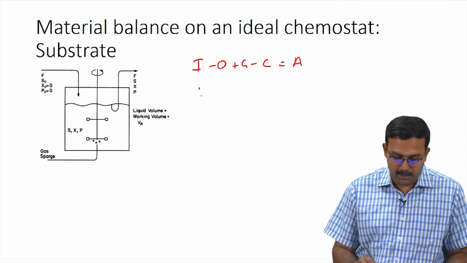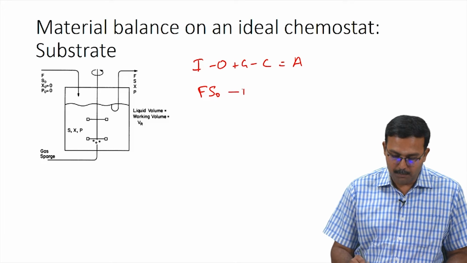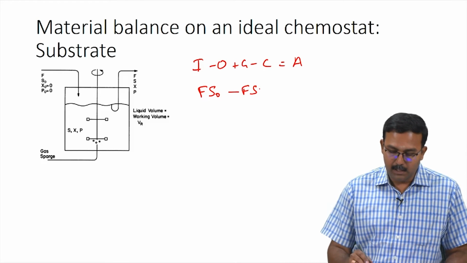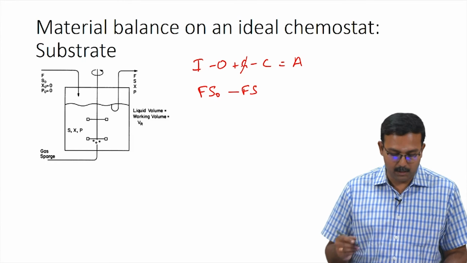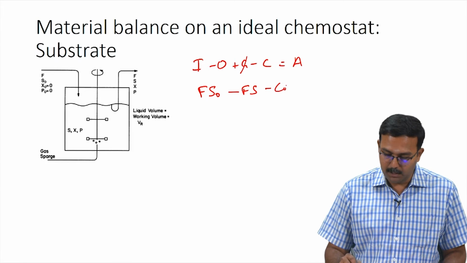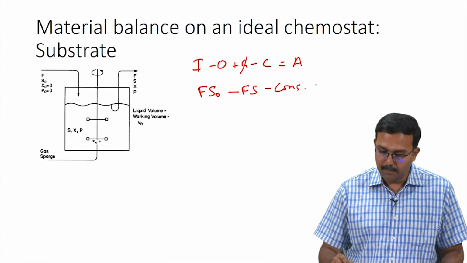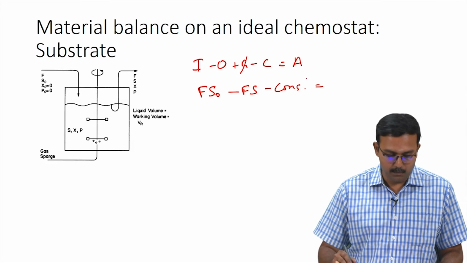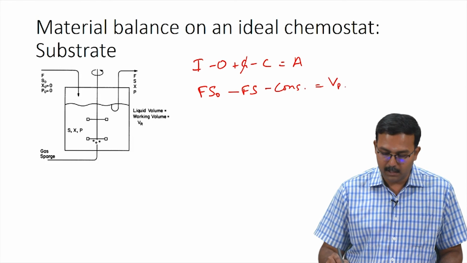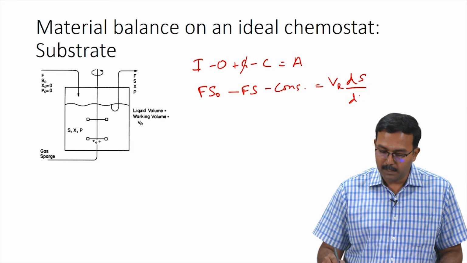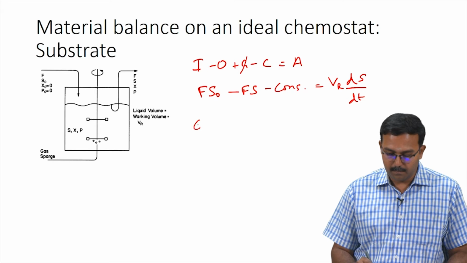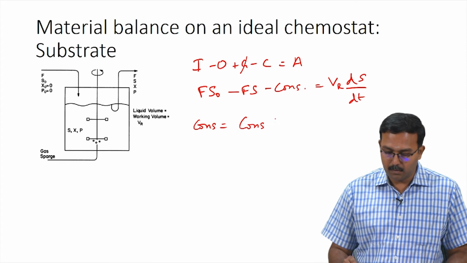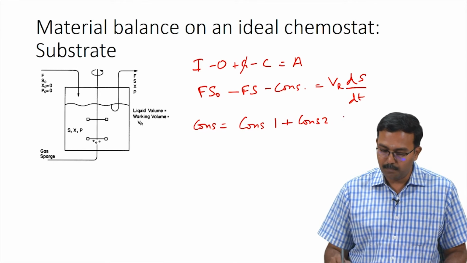So, the input would be F S naught, the output would be minus F S, and here we will not have a generation term because substrate is not going to get generated in the system, it is only being consumed. So, we have consumption, and we will get to the consumption terms. Accumulation equals, very similar to what we looked at with biomass, VR dS/dt. Now, for consumption terms there can actually be two different consumptions, we will call them consumption 1 and consumption 2.